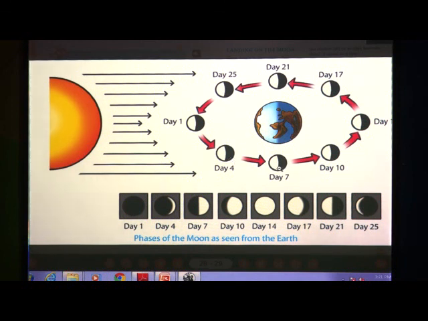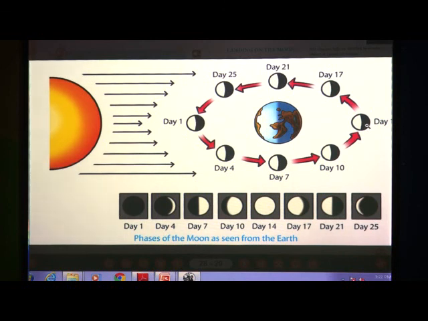After a week, we can see half of the moon. Here in this picture you can see half of the moon, and this is called the half moon. Then on the 10th day, after 3 more days, we can see 3/4 of the moon, and this is the gibbous moon. Then in 2 weeks, the entire side facing us gets sunlight, and we can see the full moon on day 14.